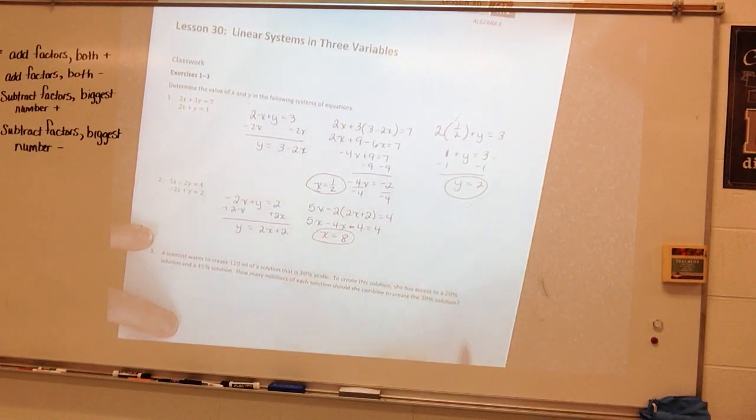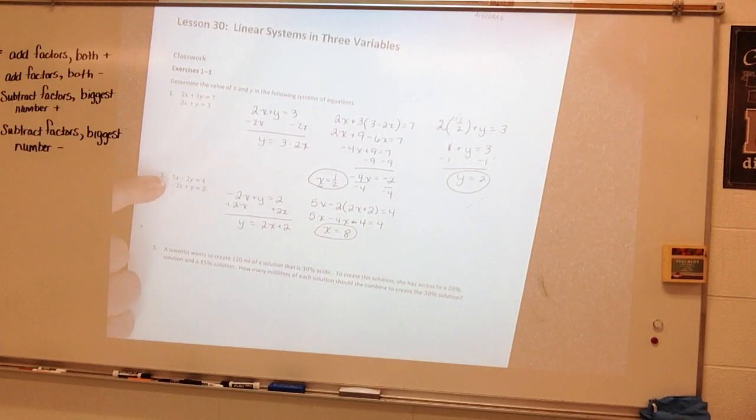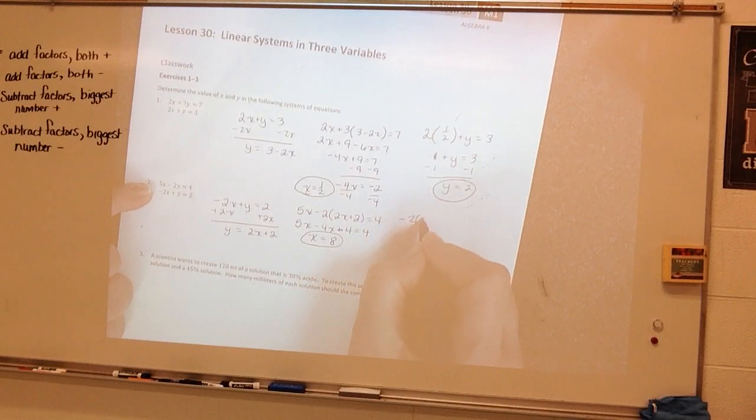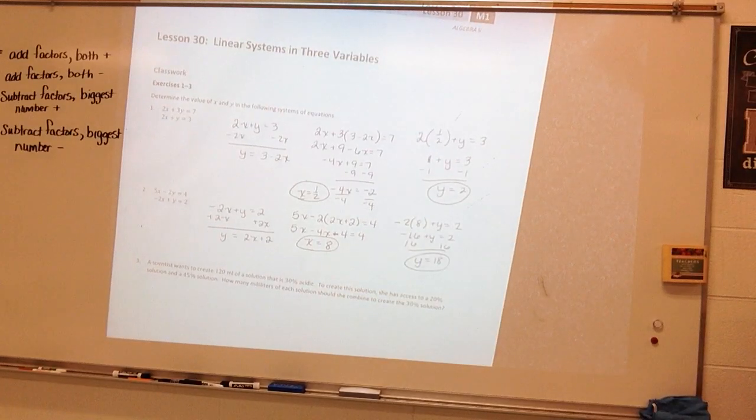Alright, since I know what x is equal to, go ahead and plug back in. Negative 2 times 8 plus y is equal to 2. So negative 16 plus y is equal to 2. Add 16 to both sides, and y would be equal to 18. Okay? So really quick review of how to solve systems of equations.